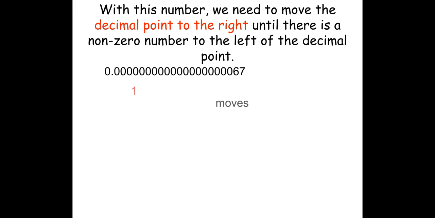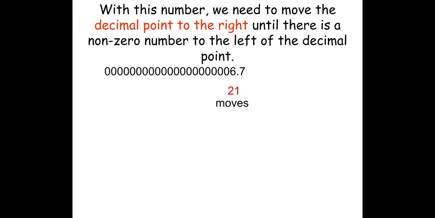And then the next thing you need to do is move the decimal, right? You move the decimal until you meet a non-zero number to the left of the decimal point. So I'm going to move that 1, 2, 3, 4, 5, 6, 7, 8, 9. So I'm going to move that all the way. So I move it 21 times. Okay.